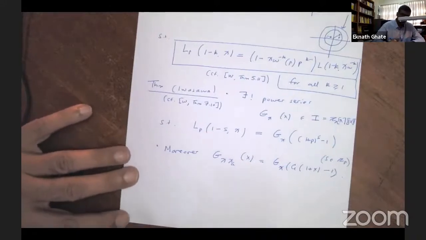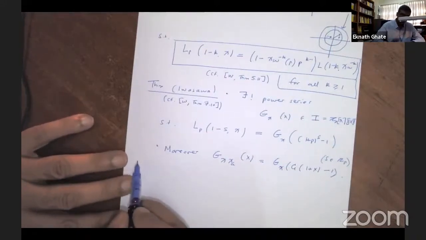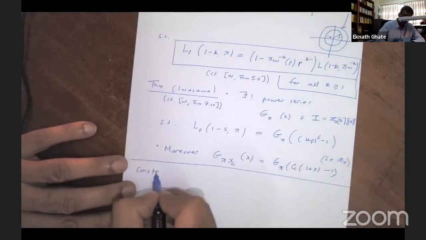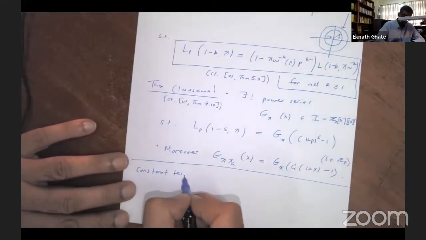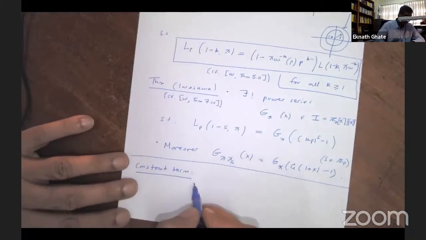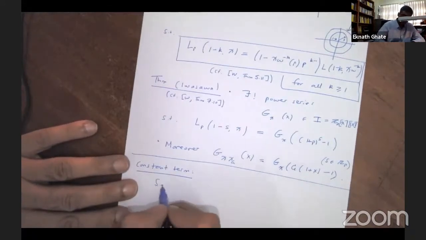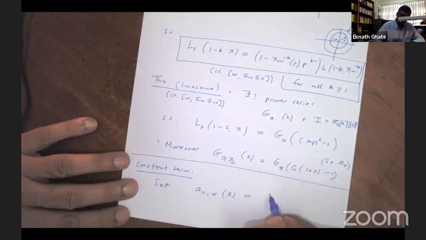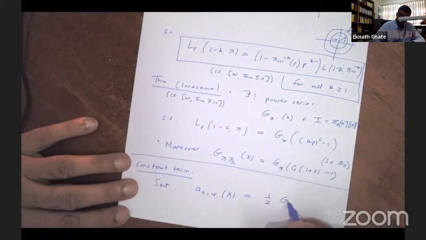Okay, so far I think I have everything that I need about the p-adic function. So let us go back to the constant term of the Lambda-adic Eisenstein series that we're trying to construct. So set A0 psi of x to be a half G psi of x.